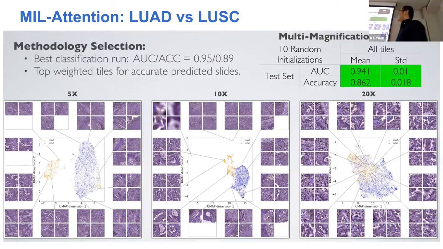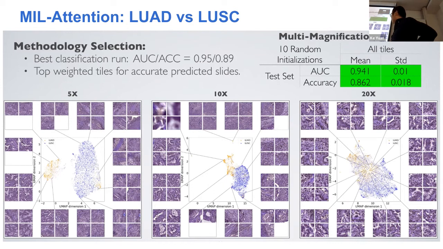So here is an example of multiple instance learning results. This is a task of distinguishing the two major lung cancer types. I believe the representations in this case are produced by SimCLR. So you can see very good AUC performance. And if you look across different magnifications, it seems to be picking up the high weighted tiles, meaning tiles with high attention weights, and they seem to be looking at the correct phenotypes.